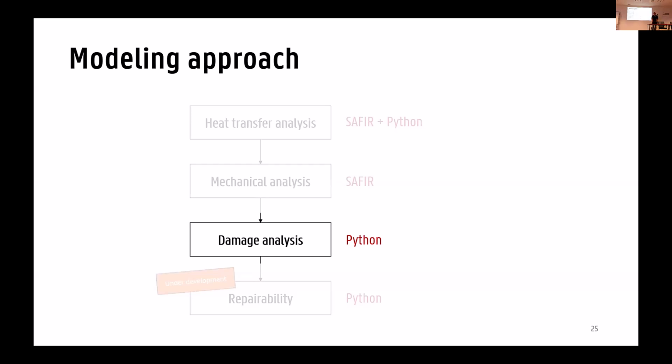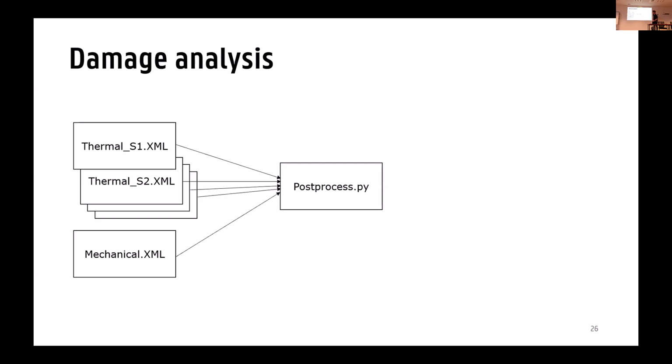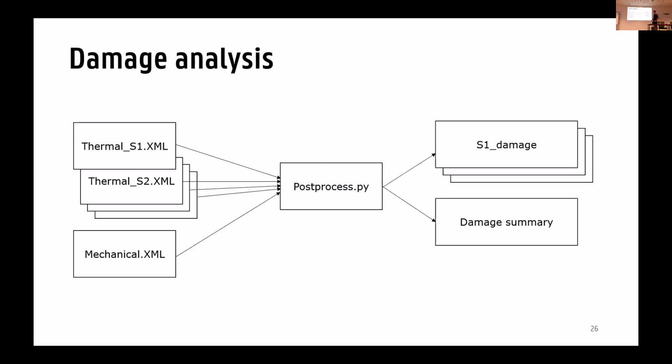So how do we do that? Basically, when you do a SAFIR analysis, you get a bunch of output files. You get thermal XML files, also temp files. And then from the mechanical analysis, you also get the mechanical XML files. We take all of those and we process them in our own Python script. And then from that, we get a bunch more files. And today, I'm mainly going to focus on what I call the damage summary, where we basically bunch up all these results into one plot and visualize how the tunnel gets damaged during a fire.